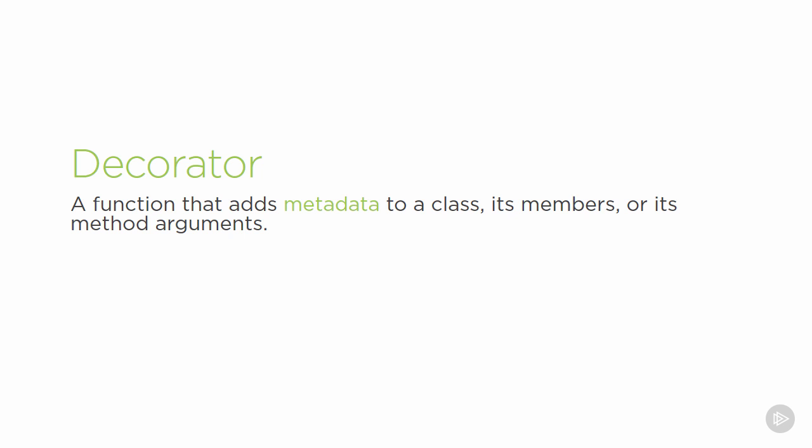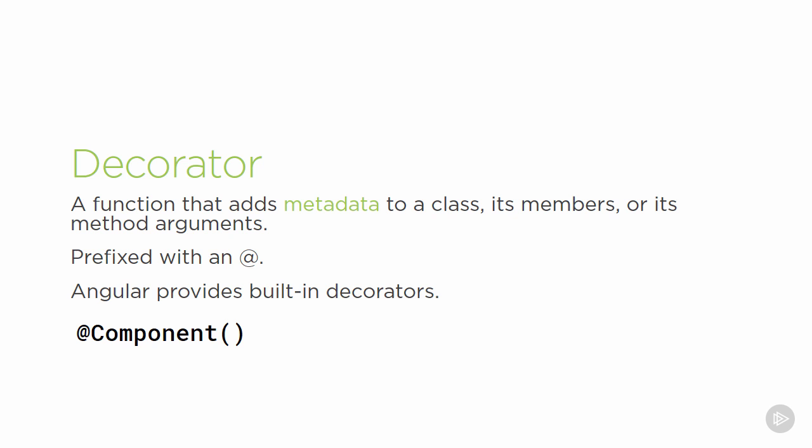A decorator is a function that adds metadata to a class, its members, or its method arguments. A decorator is a JavaScript language feature that is implemented in TypeScript and proposed for ES 2016. The scope of the decorator is limited to the feature that it decorates. A decorator is always prefixed with an @ sign. Angular has several built-in decorators we use to provide additional information to Angular. We can also build our own decorators, but that is out of the scope of this course.